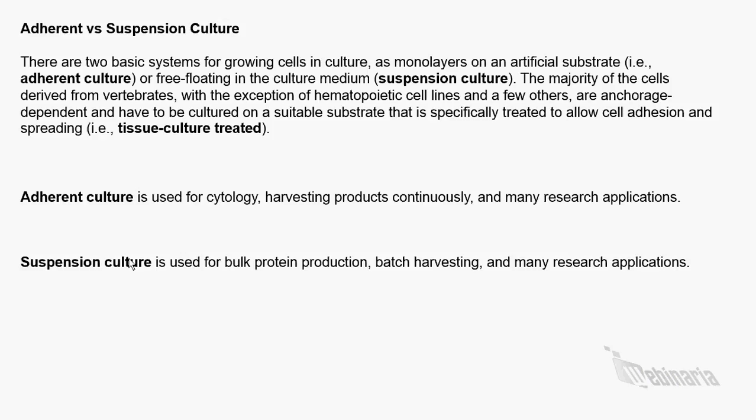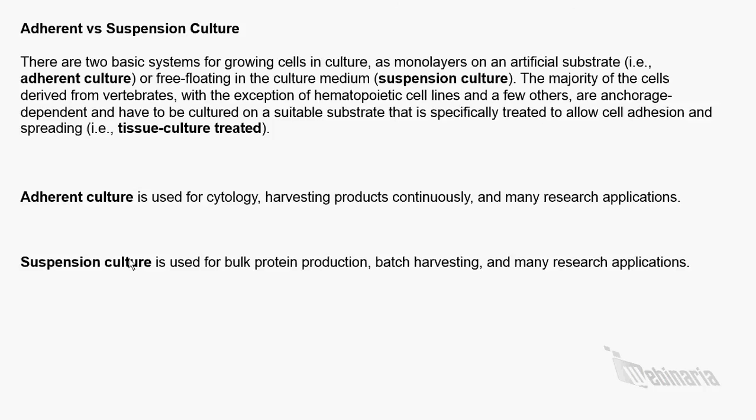So now adherent versus suspension cells. There are two basic systems for growing cells in culture: as monolayers on an artificial substrate, which is called adherent culture, or free floating in the culture medium, suspension culture. The majority of the cells derived from vertebrates, with the exception of hematopoietic cell lines and a few others, are anchorage dependent and have to be cultured on a suitable substrate that is specifically treated to allow cell adhesion and spreading, for example, tissue culture treated.